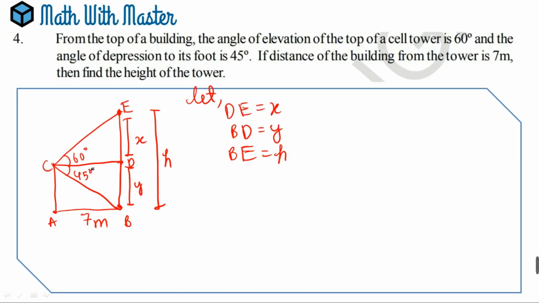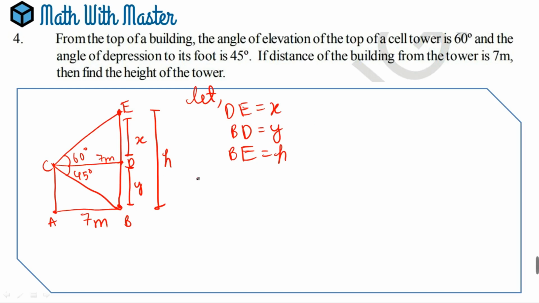And one thing, here a rectangle is forming, ABCD. So if this is 7 meters, CD will also be 7 meters. So CD is 7 meters.